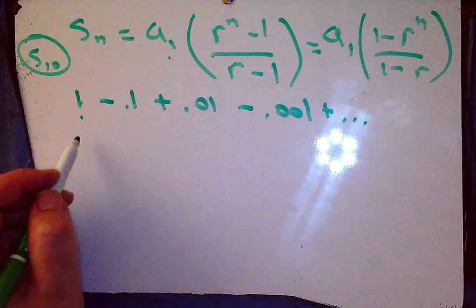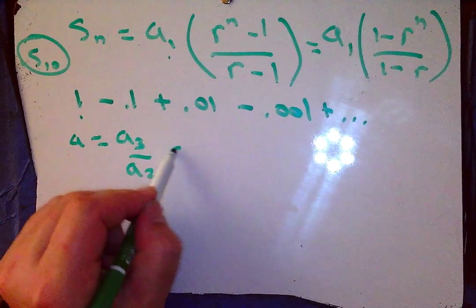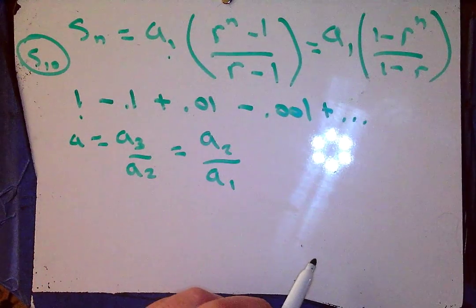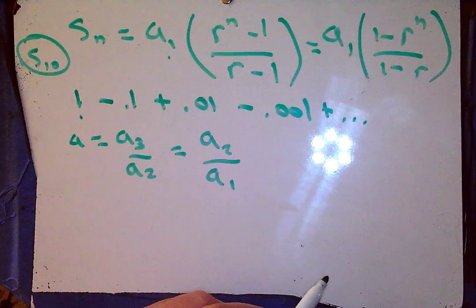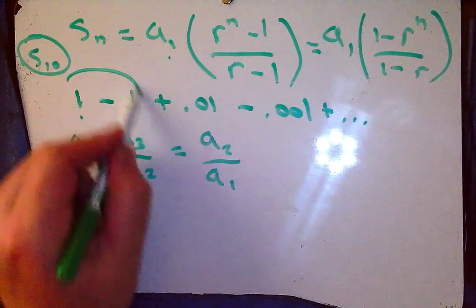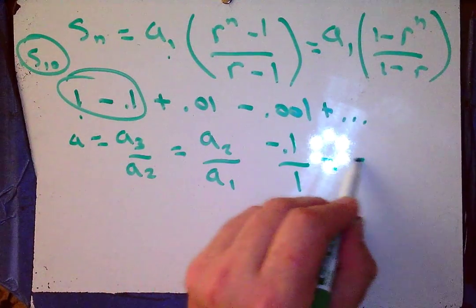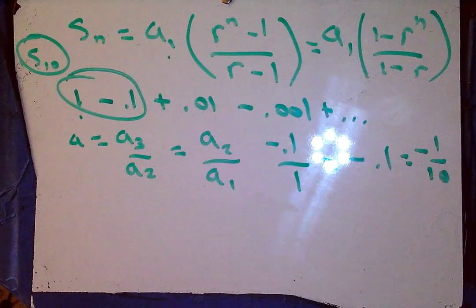R is not given, obviously, I'm going to have to find it. But I know that r, the common ratio, is a sub 3 divided by a sub 2, or a sub 2 divided by a sub 1. And since they already tell me that this is geometric, I don't have to test a bunch of them. I could just do a sub 2 divided by a sub 1. So negative 0.1 divided by 1 is negative 0.1, or negative 1/10. So there's my r value.